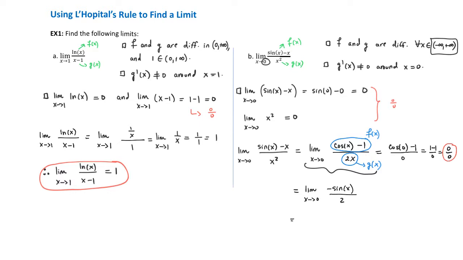And then when I try now substituting 0, I am going to get negative sine of 0 divided by 2. That will be negative 0 over 2, which is equal to 0. So then you see that now we did get an actual value for the limit, which shows that it is okay to use L'Hopital's rule twice. Sometimes you use it the first time, and if you get an indeterminate form and all of the conditions are satisfied, then you can use L'Hopital's a second time around.